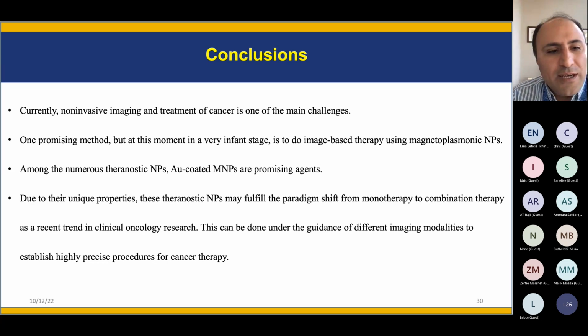And also because of the multifunctionality that this kind of nanoparticle has, we can do some kind of paradigm shift from monotherapy to combination therapy. And as I said, the main benefit of this nanoparticle is that we can use it in image-guided cancer therapy.